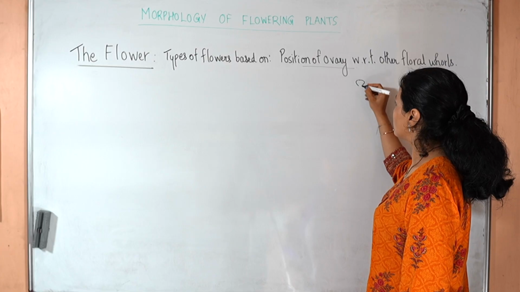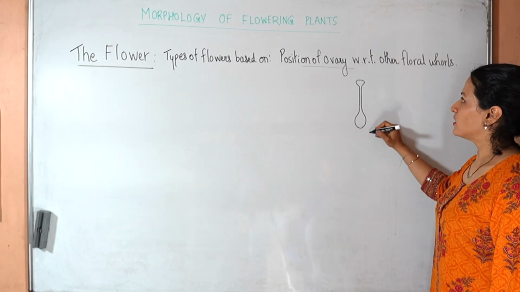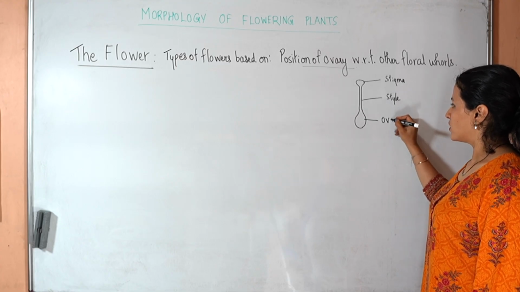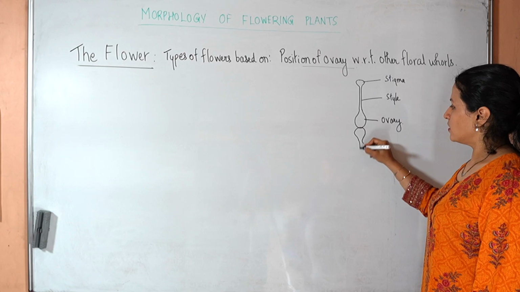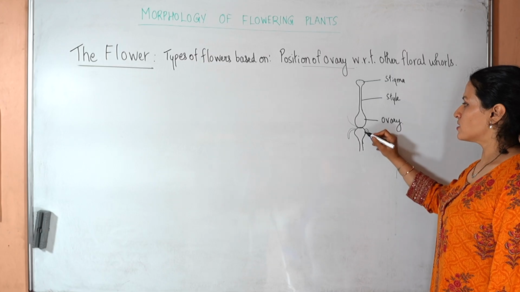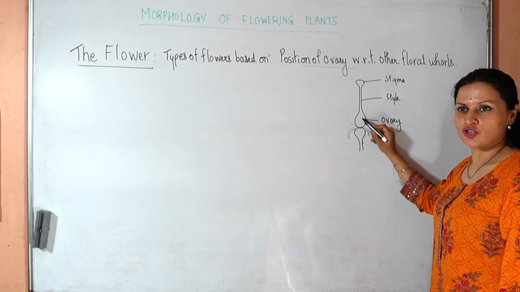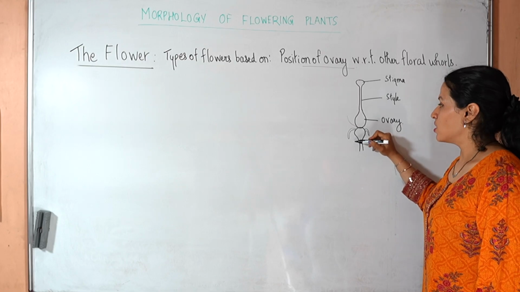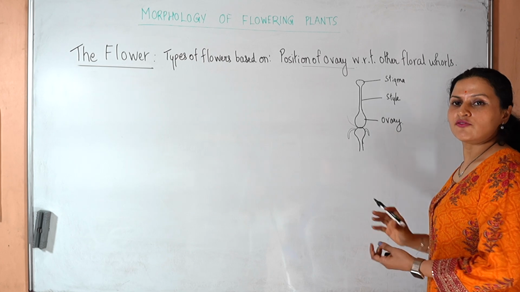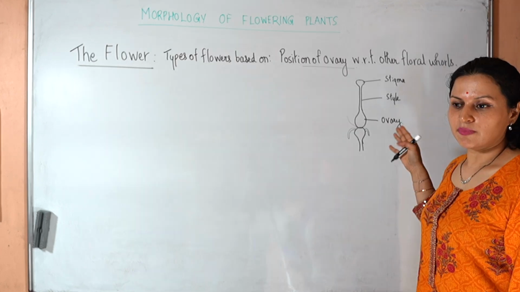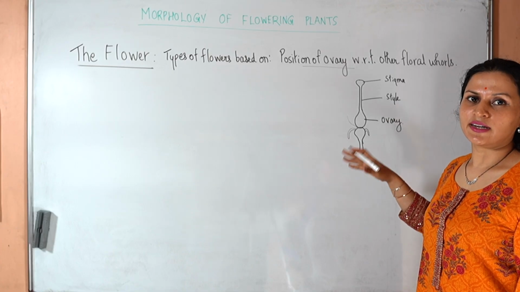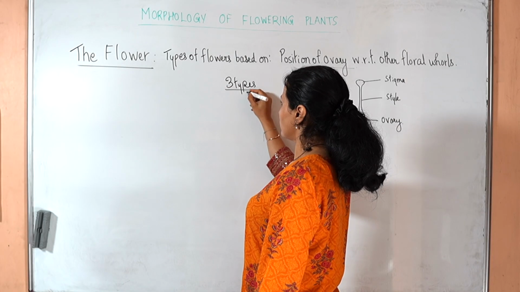You know the typical flower, this is the gynoecium. There are three parts to the gynoecium. This part is the stigma, then this part is the style, and this is the ovary. Now this ovary can either be situated above the other floral whorls and the floral whorls will be below it. That is, the ovary may have the topmost position with respect to the other floral whorls, or else it may have a lower position compared to the other floral whorls and the other floral whorls will be on top of the ovary. Based on the position of the ovary compared to the other floral whorls, the flowers are divided into three different types. Let us look at these three different types.